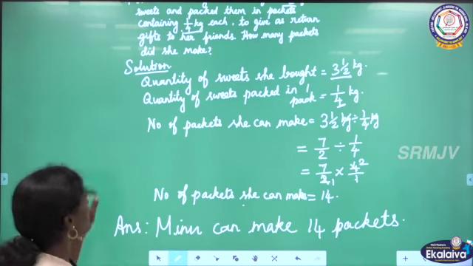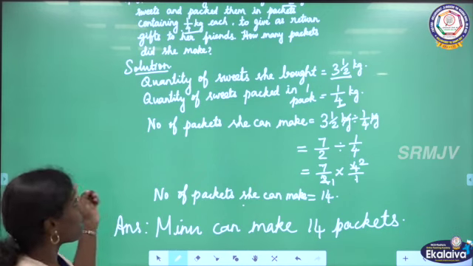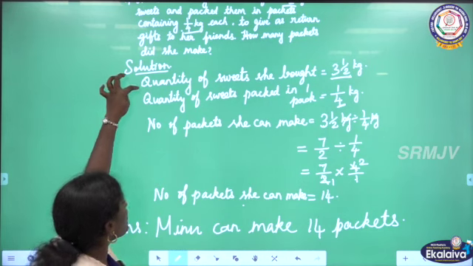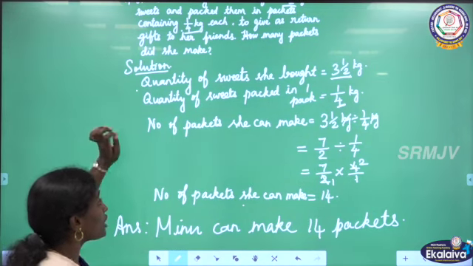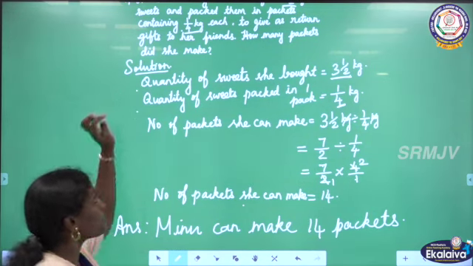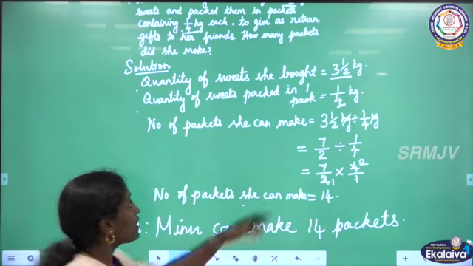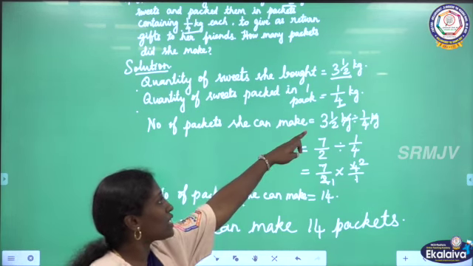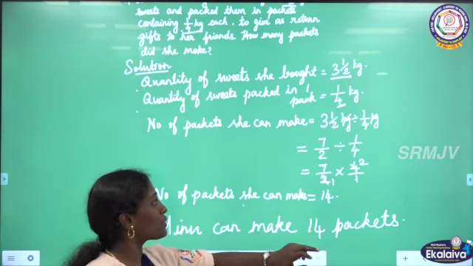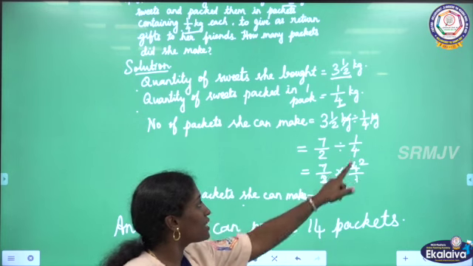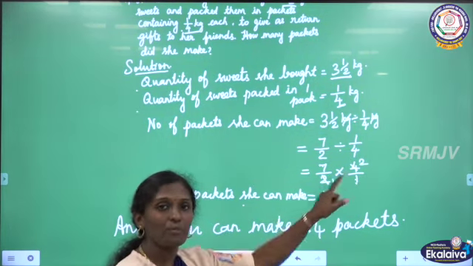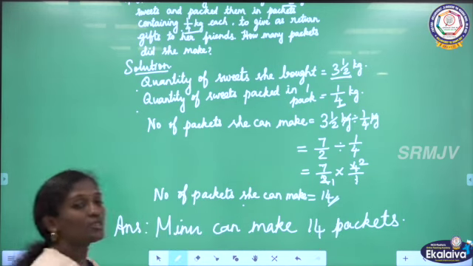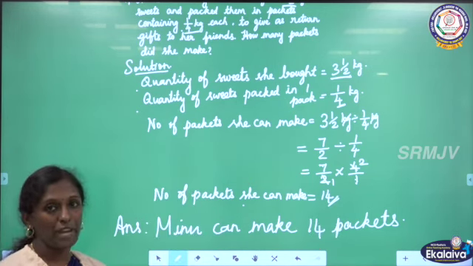Okay. See children, in this question we are finding the number of packets Meenu can make. For that we are dividing the total quantity she bought by the quantity of sweet packed in one pack. Here 3 1 by 2 kg divided by 1 by 4 kg. First we are converting the mixed fraction into an improper fraction. After that, to divide the fraction we are multiplying it by its reciprocal. Then we are getting 14. So, she can make 14 packets.